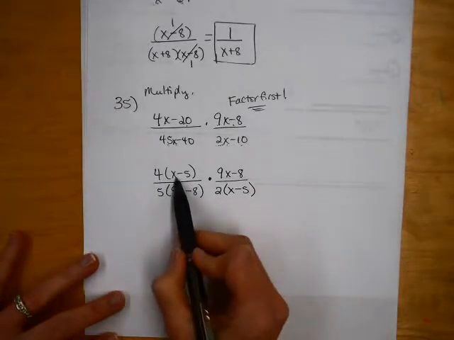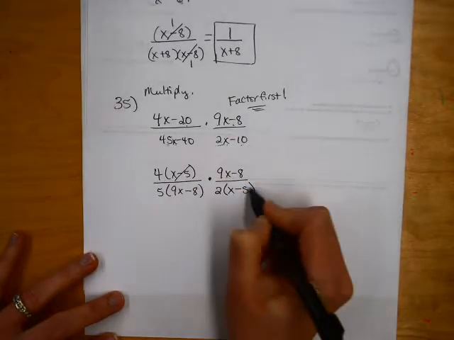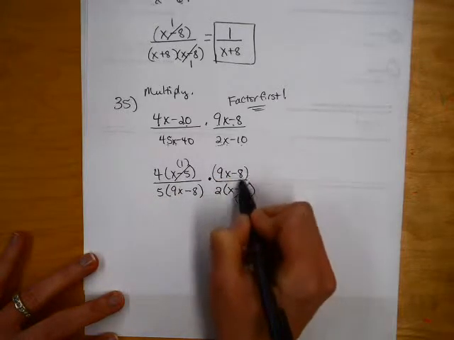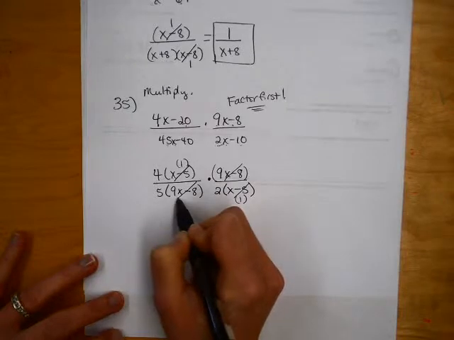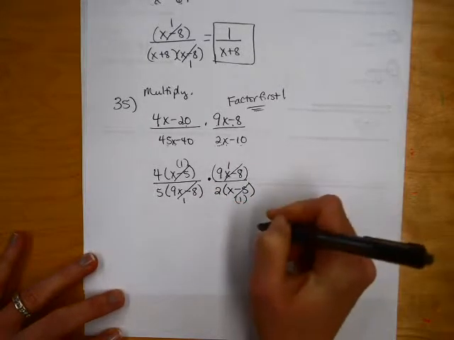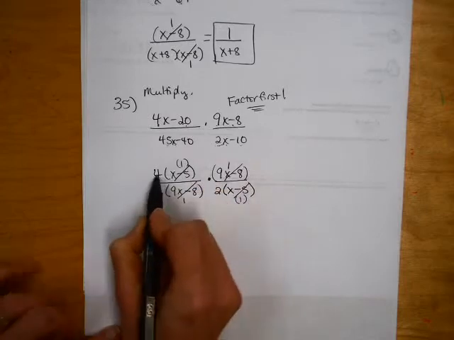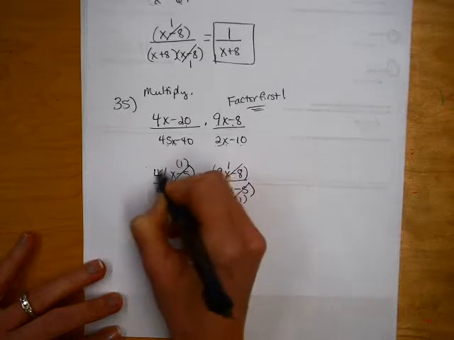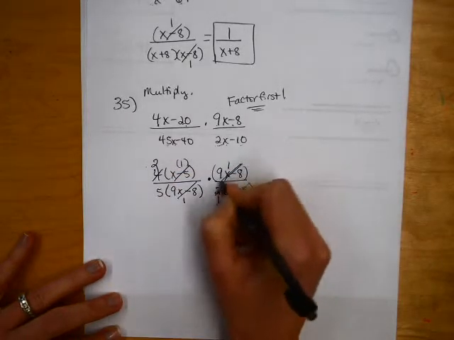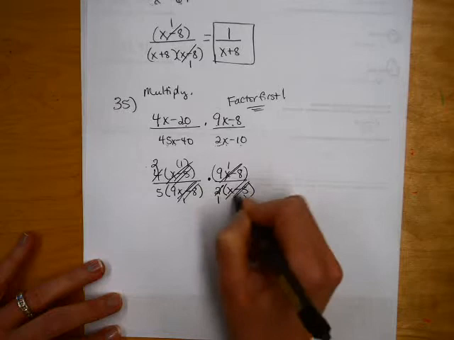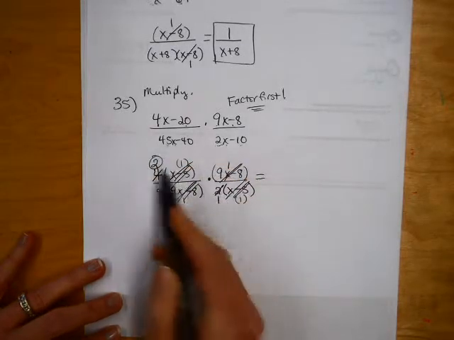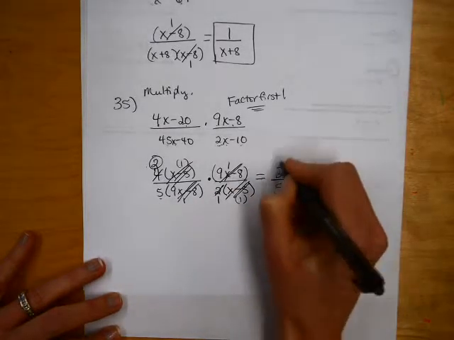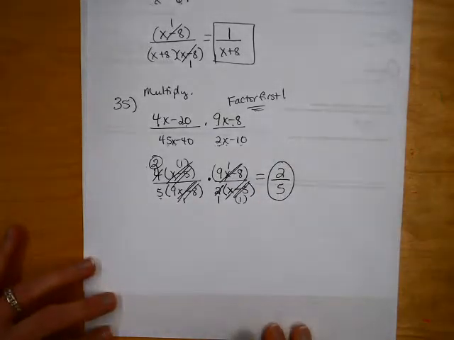I can cross-reduce this x minus 5 with this x minus 5, so those reduce to 1. And this 9x minus 8 here, and this 9x minus 8 here, those reduce to 1. And then this 2 and this 4, I can cross-reduce, just like normal fractions. So 2 goes into 2 one time, 2 goes into 4 two times. So really, I mark through all of this that's reduced, I'm simply left with 2 times 1, or just 2, divided by 5 on the bottom, or simply 2/5 as my final answer.